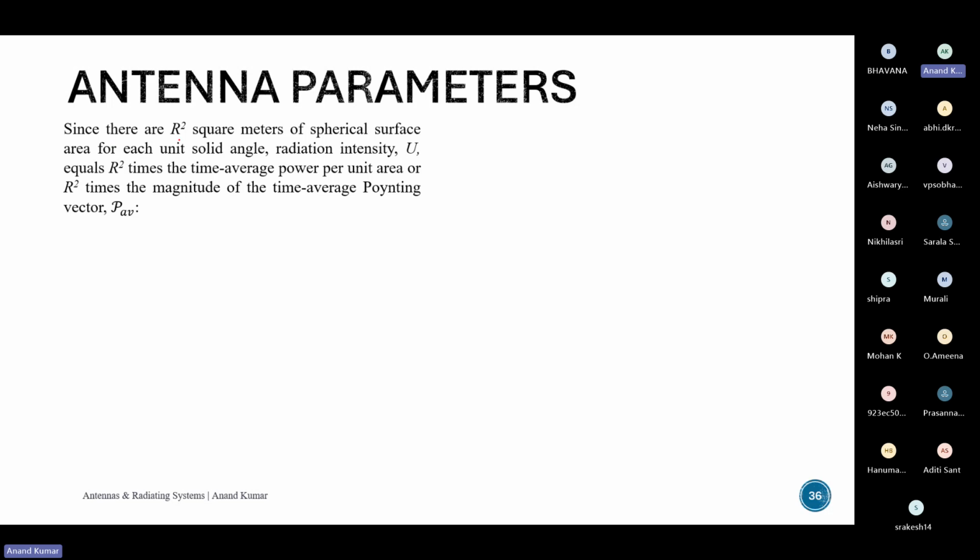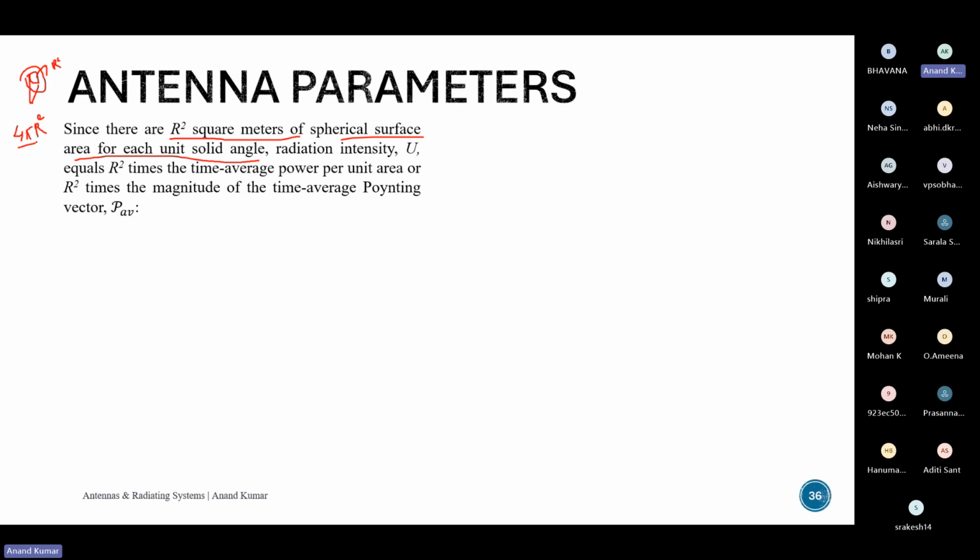Okay, so now we're writing the expression for radiation intensity. Considering that there are r square meters of spherical surface area for each unit solid angle. So there is some sphere, and then there is this patch over here whose area is r square for one particular solid angle. This is probably derived like this. The total surface area for a sphere is, I guess, 4 pi r square. Please correct me if I'm wrong.